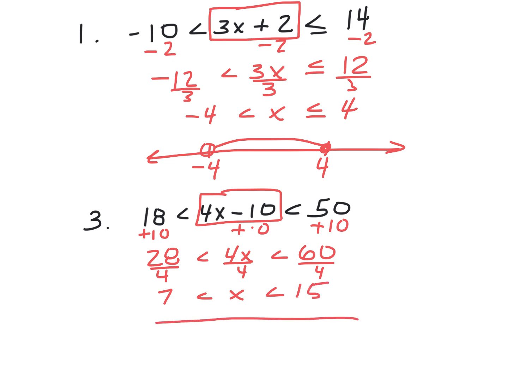This is a tweener again. I'd have an open dot at 7. I'd have an open dot at 15, and everything in between there.